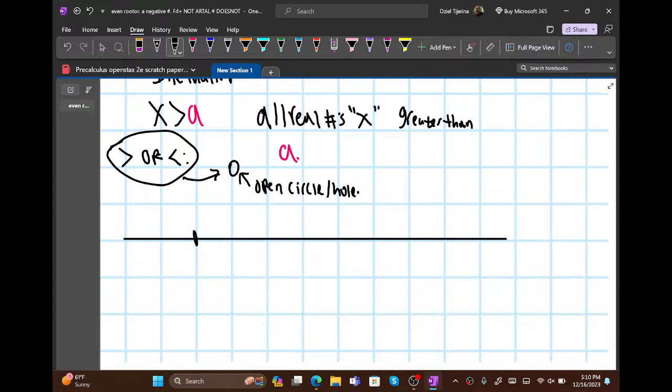So I know that if x is greater than a, let's say that a is over here. This is a, and I'm going to go to the right. They're all the numbers greater than a. So we're going to shade to the right, and because it is greater than, we're going to do an open dot. It's going to be like this, and that is how we would graph it.